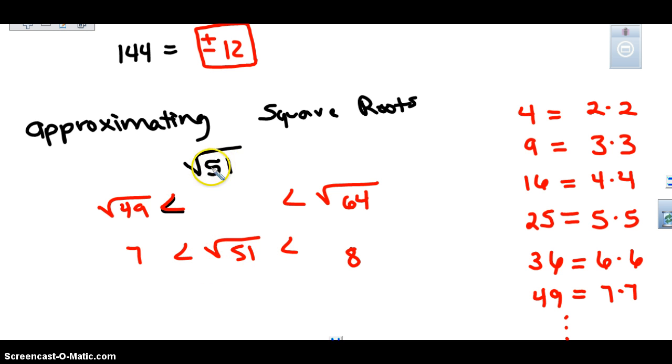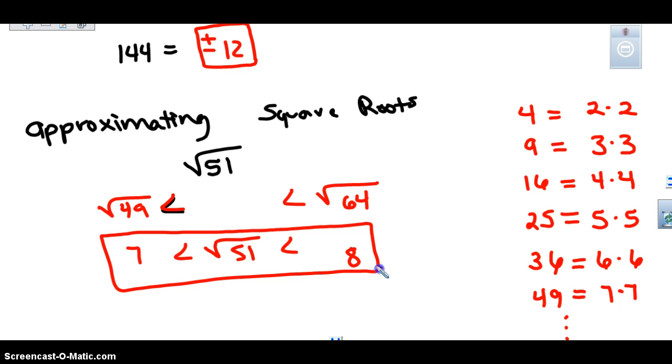Now is 51 closer to 49 or to 64? 49. So that means that the square root of 51 is closer to 7, I'm sorry, than to 8. We can approximate the square root of 51 to be closer to 7, right? This is like rounding a square root.